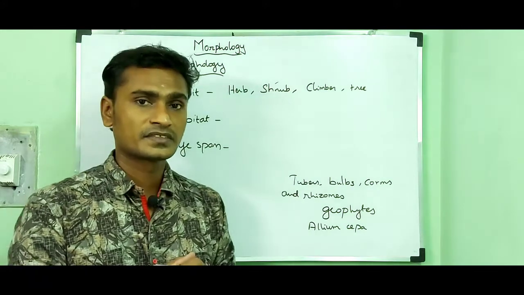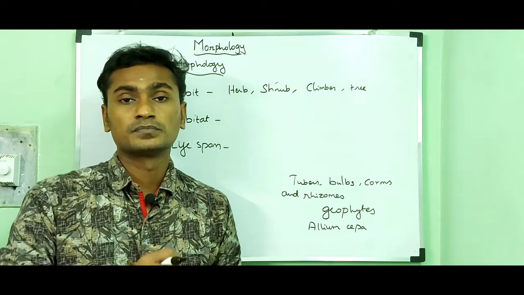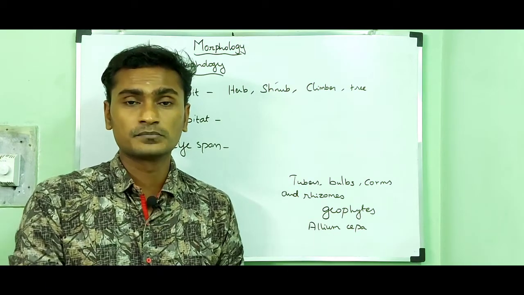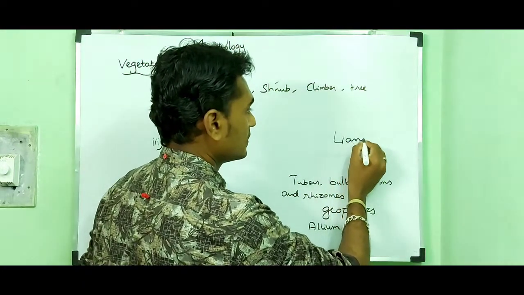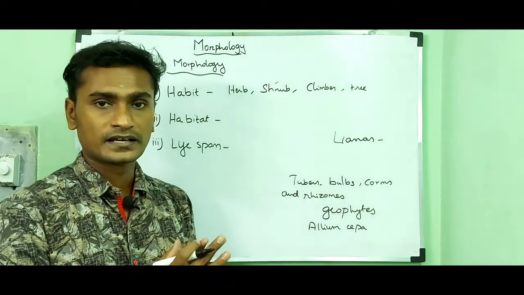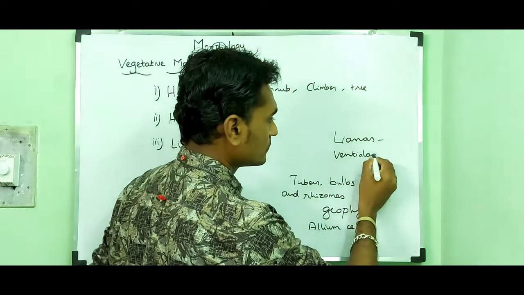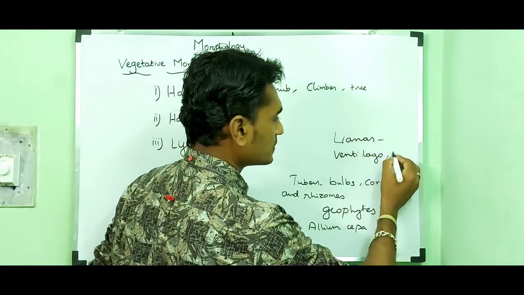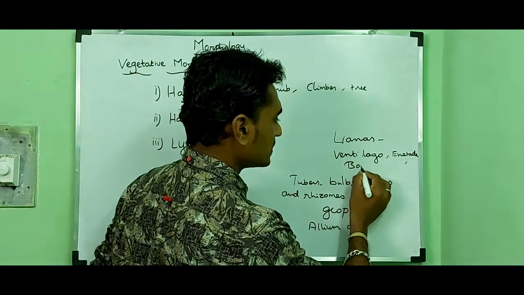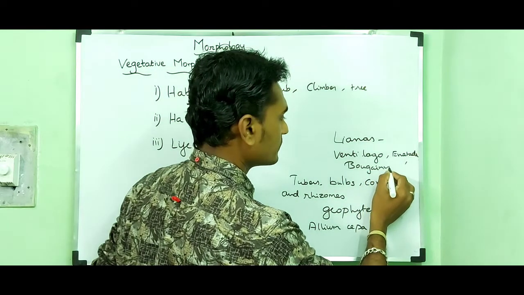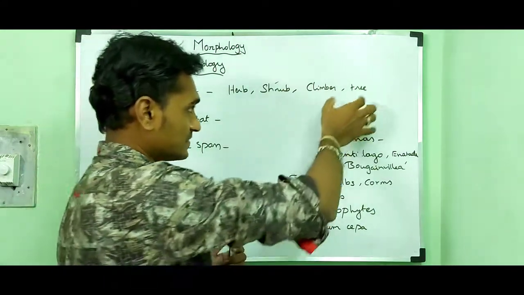So the climbers may be an annual climber or a perennial climber, or the climber may be a herbaceous climber or a woody climber. Woody climber example பாத்தீங்கன்னா lianas. Lianas are otherwise called as woody climber. Example, Ventilago, Yenada, bougainvillea.